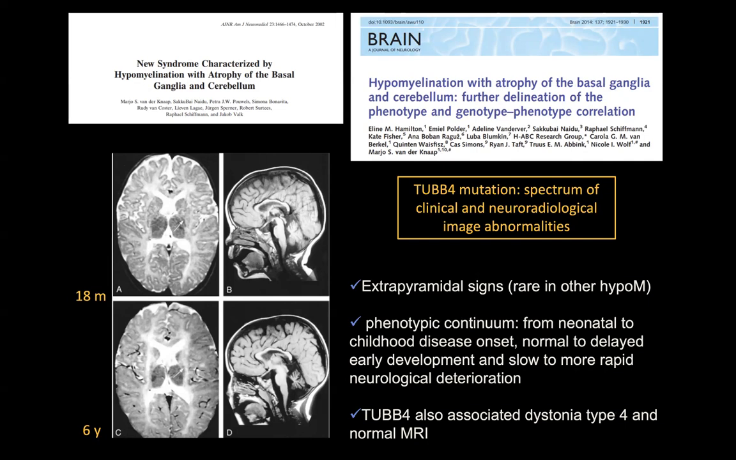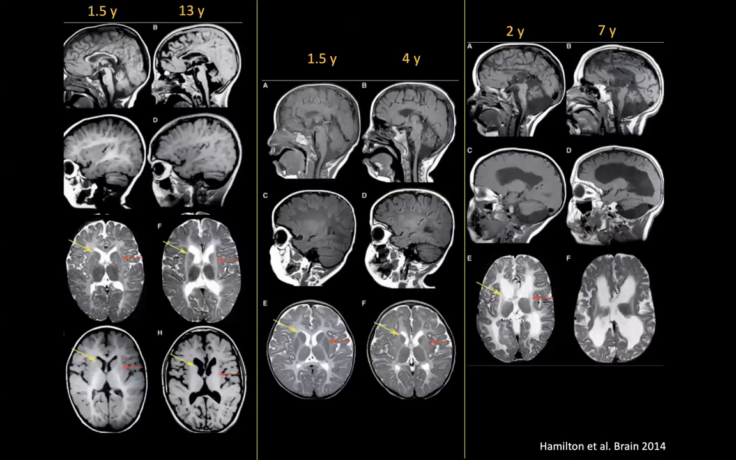a spectrum of clinical and neuroradiological imaging abnormality. And you have extrapyramidal signs, but also a phenotypic continuum and a lot of variability. But this is the basic way to diagnose this. Sometimes a similar pattern in a neonate of Roma origin has another gene called UFM1. There is a beautiful paper on, I believe, Neurology. But in general, if you call it hypomyelination with atrophy of basal ganglia and cerebellum, you will be right. And again, remember pattern recognition.